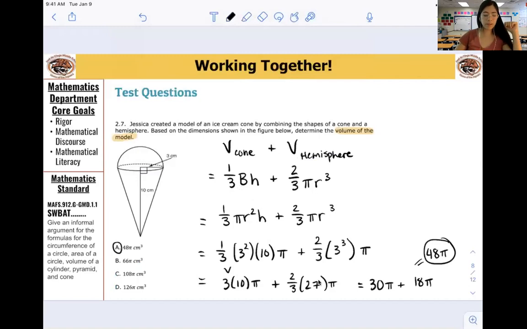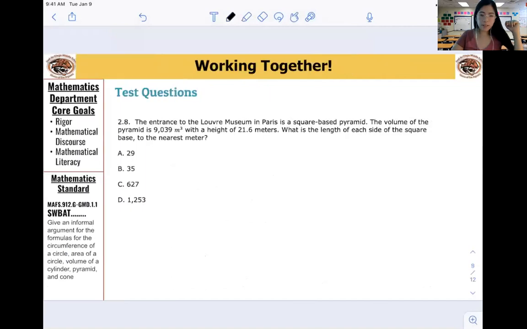Okay, going ahead. Here's another volume one. So, the entrance to the Louvre Museum in Paris is a square-based pyramid. They give us the volume and the height, and we need to know what is the length of each side of the square. So we need to know the volume formula. What is the volume formula for a pyramid?